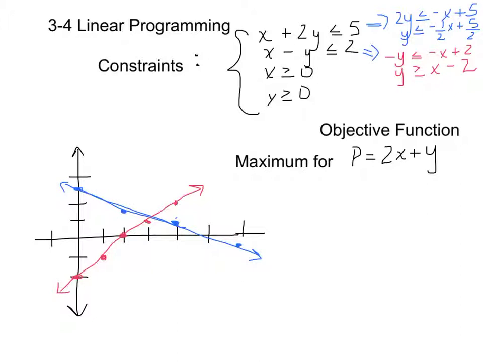And then for x is greater than or equal to 0, that is a vertical line. I'm going to make this one really dark, and then you would shade everything to the right. I'm going to wait. And then y is greater than or equal to 0, it would be this line, and we would shade everything greater.